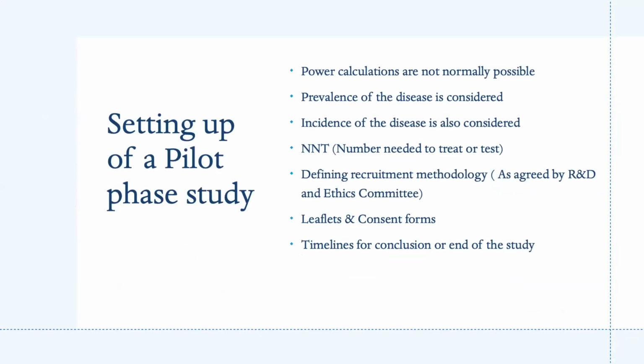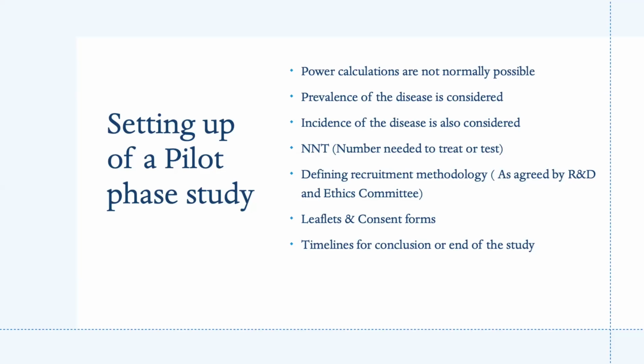Setting up a pilot phase study. As I said earlier, power calculations are not normally possible. So therefore, you do a systematic review and find out what is the prevalence of the disease, what is the incidence of the disease, and the number needed to treat you can calculate based on the prevalence and incidence. And you need to define recruitment methodology and strategy, which should be approved by your R&D and ethics committee. And you should be able to generate leaflets and consent forms to distribute to participants.